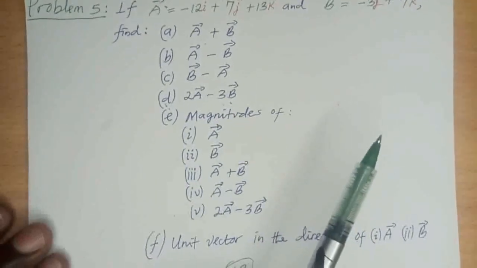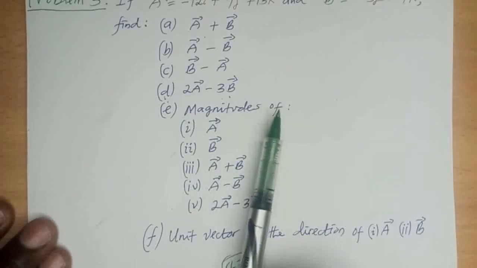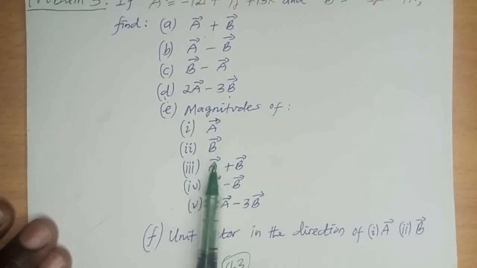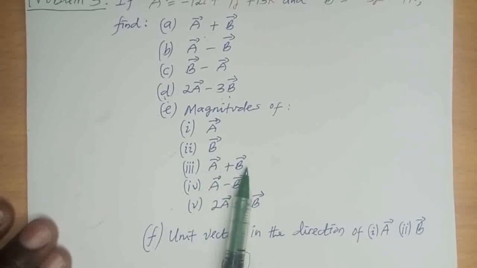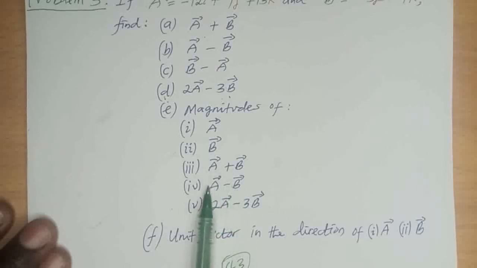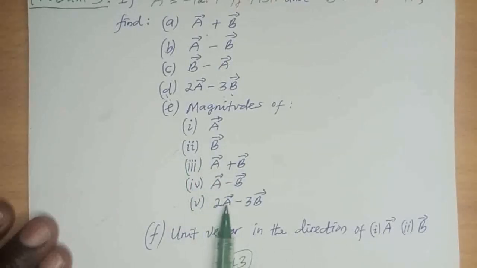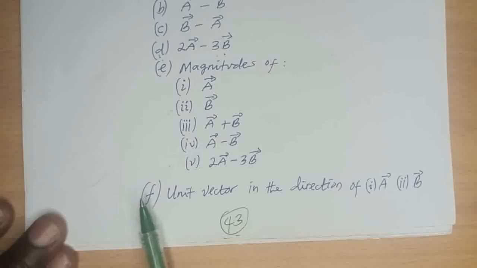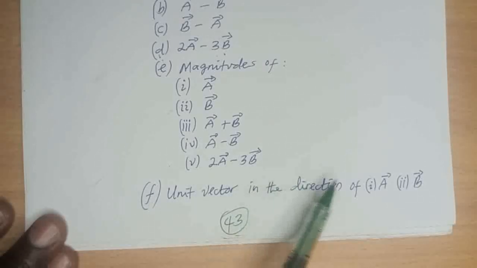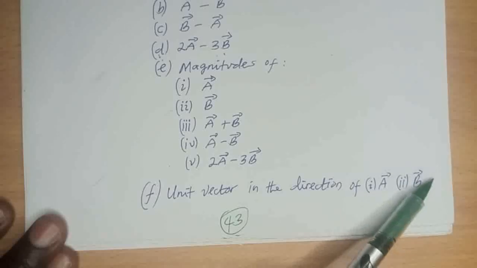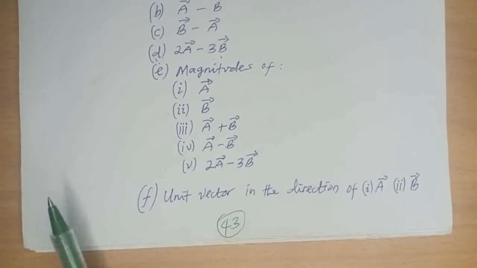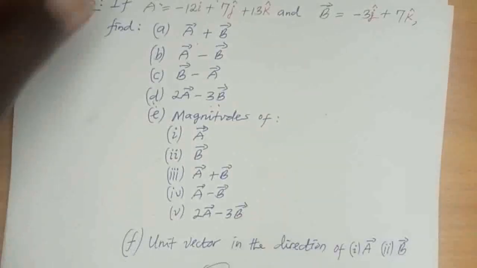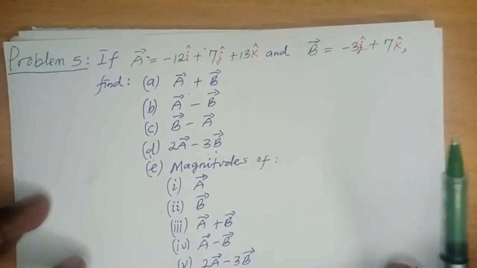Then the E part of the problem says we should find the magnitude of vector A, vector B, the magnitude of the vector sum of A and B, magnitude of vector B subtracted from vector A, and magnitude of twice vector A minus 3 times vector B. Finally, this F, very interesting, we should find the unit vector in the direction of A and the unit vector in the direction of B. Now, without any delay, let us give it a start. Let's start solving the problem.